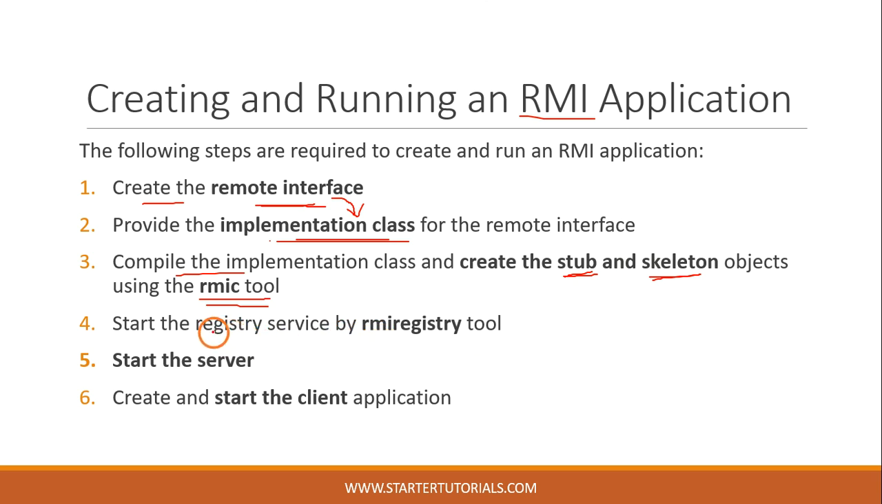Now the fourth step is, you will run something called a registry service on the server by using a tool called the RMI registry tool. This is the second new tool that you have to use, RMI registry, for creating a registry service. The fifth step is to start the server program, and the last step is to run the client program. So these are the different steps required for developing Java applications using RMI.